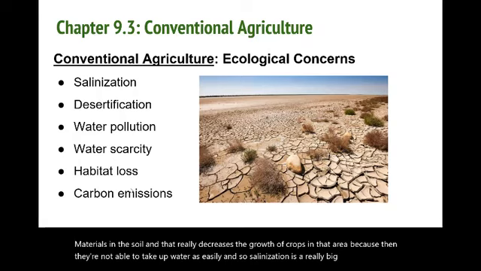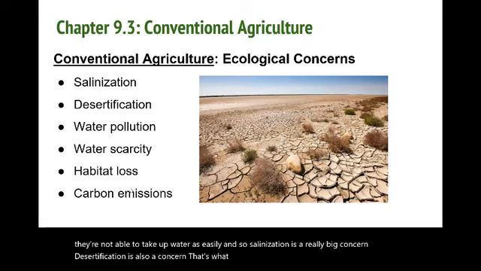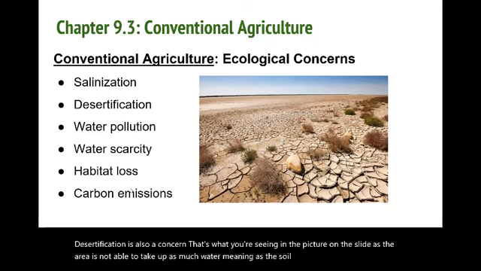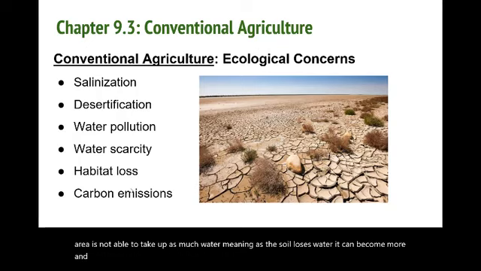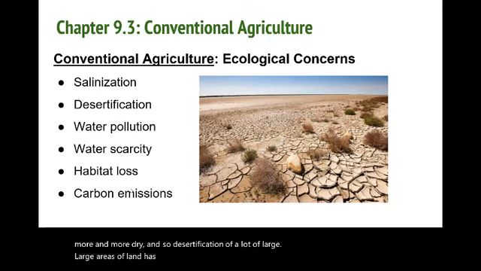Desertification is also a concern. That's what you're seeing in the picture on the slide. As the area is not able to take up as much water, meaning as the soil loses water, it can become more and more dry. And so desertification of a lot of large areas of land has been seen in many ecosystems, not just in the United States. It's been seen in portions of Asia and sub-Saharan Africa. There's been a lot of desertification.